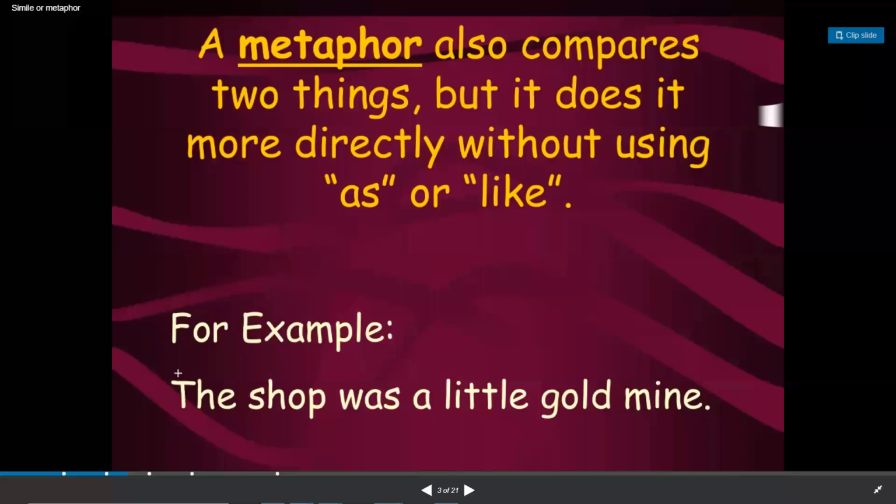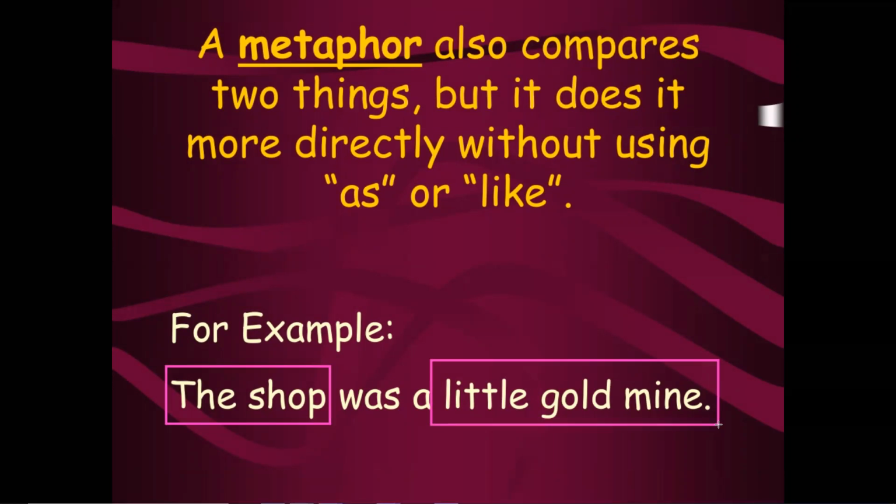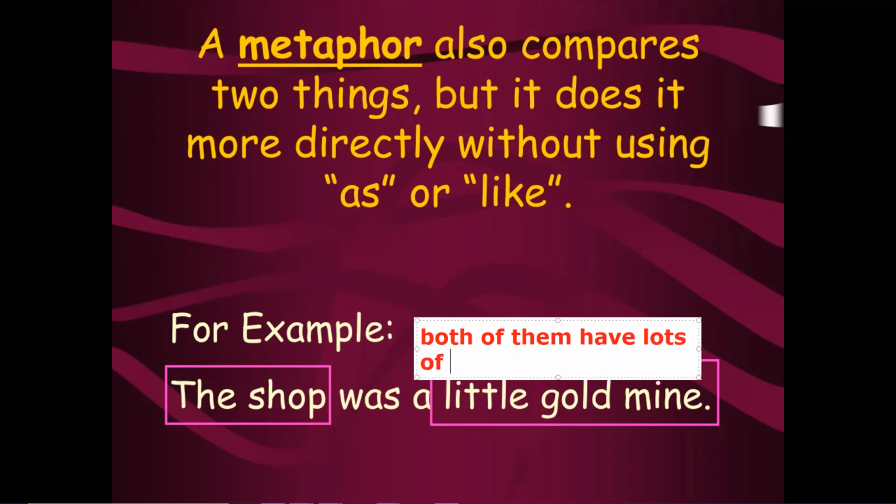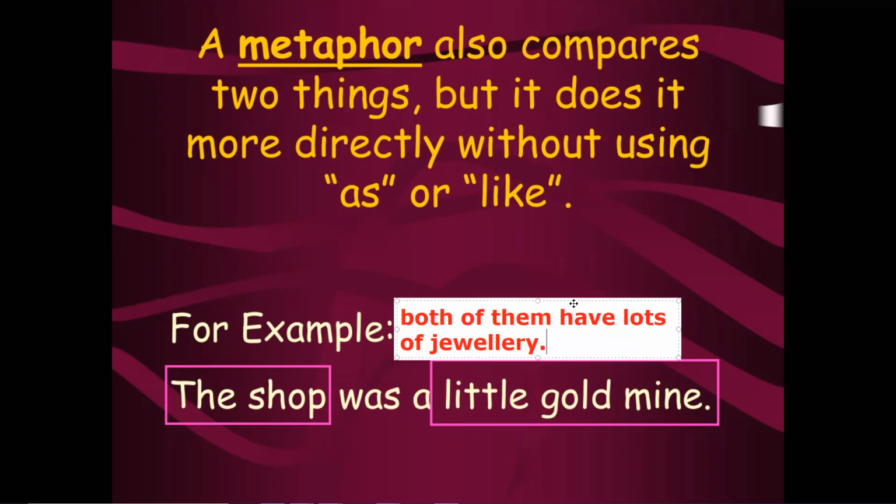So what do you think? Here I'm comparing the shop to the little gold mine, but what's common between these two things is not written in the sentence. So what do you think is common between the shop and the little gold mine? Maybe both of them have lots of jewelry. Maybe it's a jewelry store. All right, so both of them have lots of jewelry, lots of money, lots of gold.